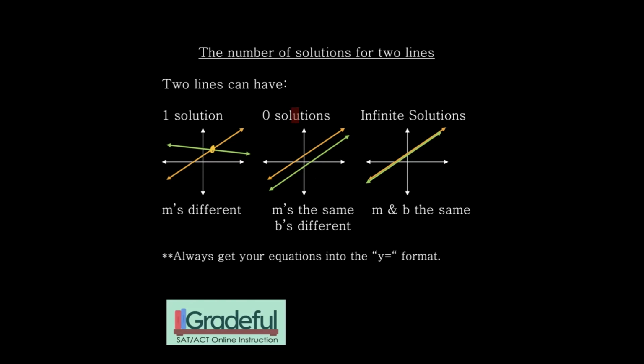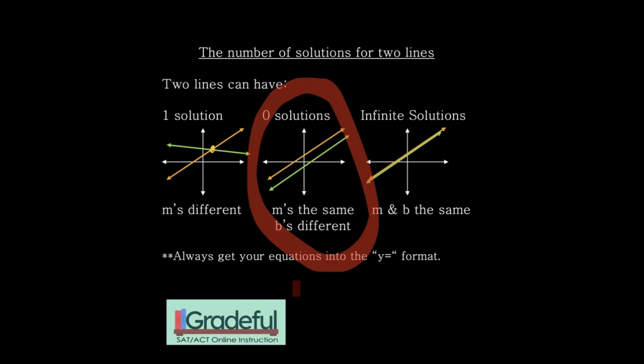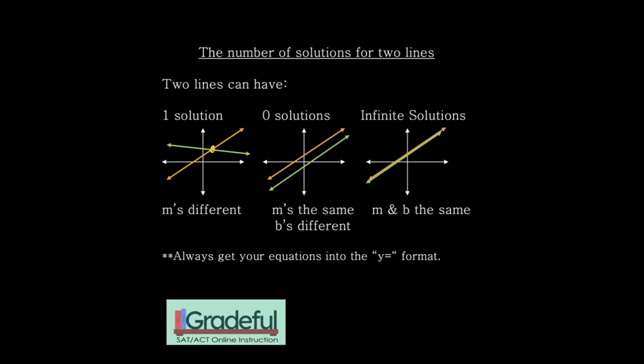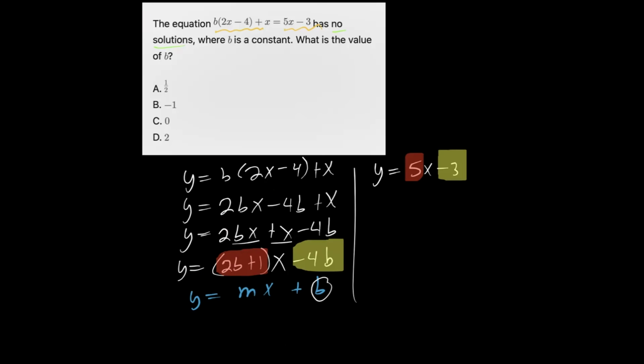Well, no solutions is this scenario here, where because they're parallel, that means the slopes are the same and the y-intercepts are different. So let's use that. The slopes have to be the same. So the slope on the left, 2b plus 1, must equal the slope on the right, 5. Take away 1 from both sides, 2b equals 4, divide by 2, and b is 2. That's all the question's really asking us, so we didn't really have to get into the y-intercepts. So b is 2, and the answer here is D.